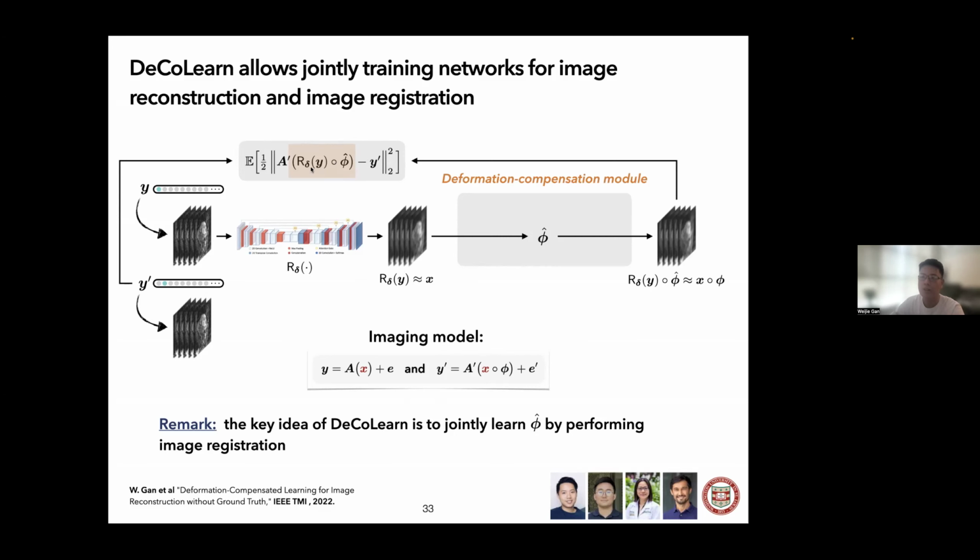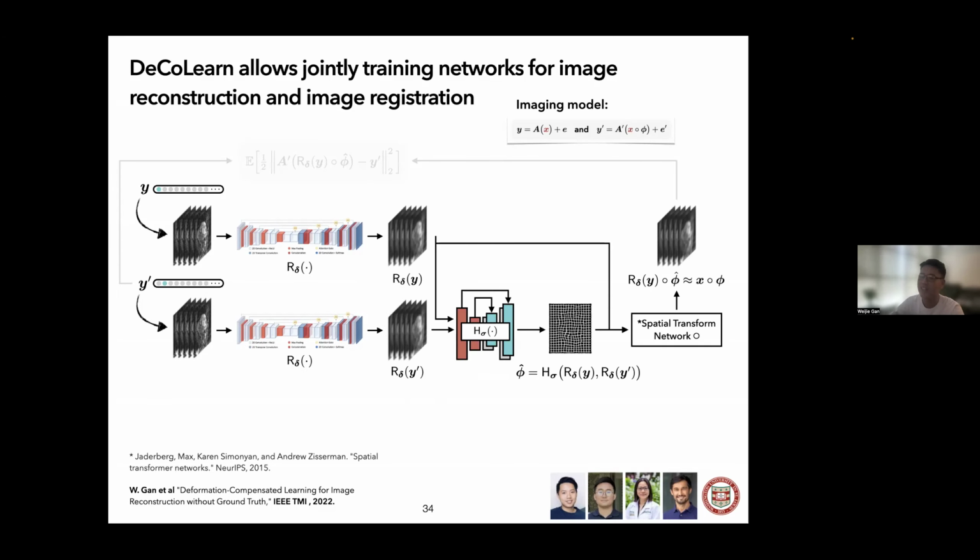And how are we going to do that? We basically have another neural network, which does image registration. The idea is as follows. You not only reconstruct the Y, you also reconstruct the Y prime. You put them into a neural network, I think here it's just a UNet. And then you let it predict the motion vector field, phi hat. And then we use the spatial transformer network to implement the transformation operator here, so that we get a transformation of the reconstruction of Y, which is this term here.